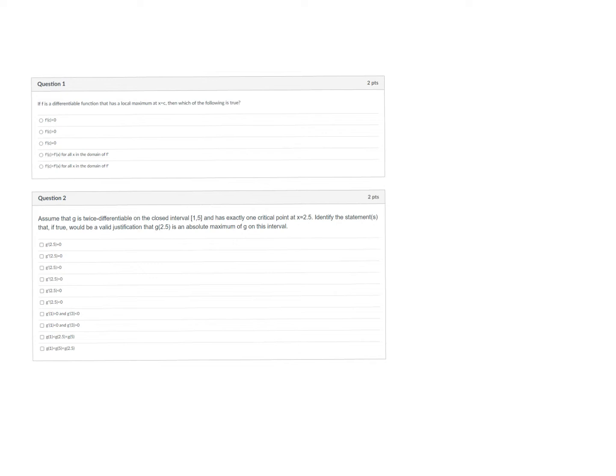For question 1, it says if f is a differentiable function that has a local maximum at x equals c, then which of the following is true? Because we have this local maximum, what have we used in the past to decide if something is a local max or min or some sort of extrema? We're using that first derivative, right? Specifically, when that first derivative is equal to 0, those x values are going to be our extrema. So if f is differentiable, that means f prime of c is going to equal 0. So that's going to be our answer there.